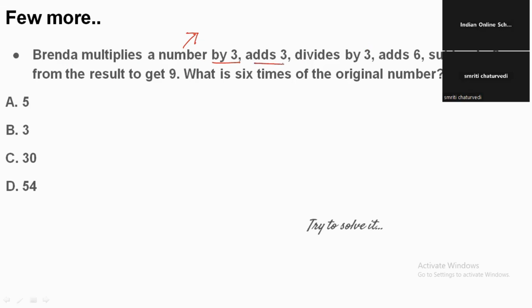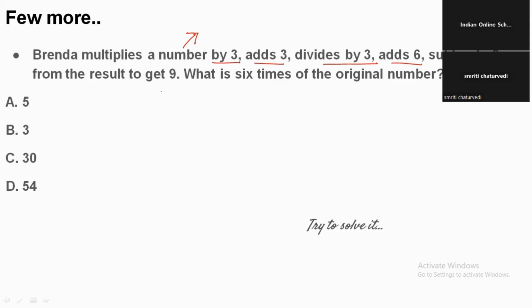Then she is adding 3. Then she is dividing the result, whatever she is getting, by 3. Then she is adding 6 again. Then she is subtracting 3. Now from the result she gets 9. So what is 6 times the original number? We don't know what the original number was.